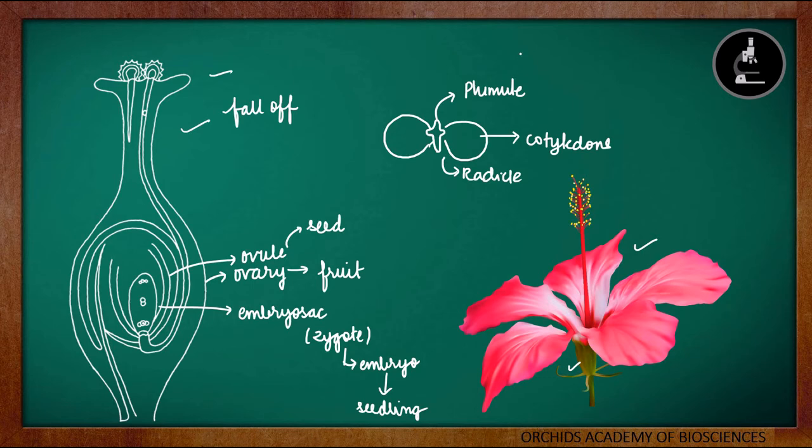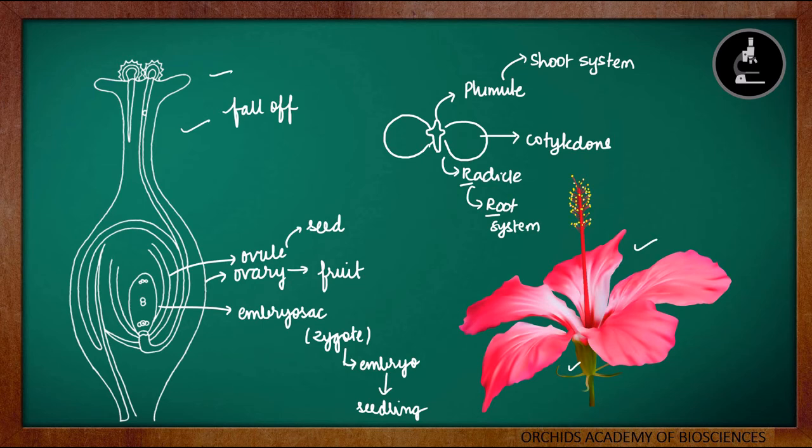This plumule will later give rise to the shoot system, whereas this radicle will give rise to the root system. Easy to remember: R for radicle, R for root. So we have seen the fate of all the parts. The ovule becomes the seed, the ovary becomes the fruit, and the zygote present in the embryo sac will become the embryo, which on germination will give rise to a complete new plant. The other parts like the petal, sepal, style and stigma will just shrivel and fall off.